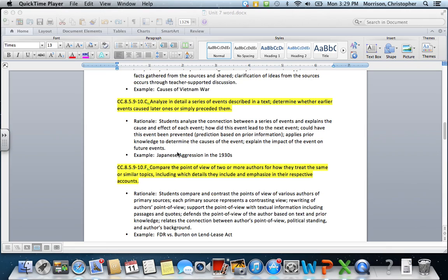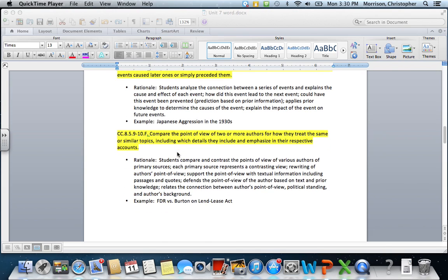So we definitely talk about, could one event lead to another event, and if one event would not have occurred, could that have changed the course of an event? So Common Core letter C is another one that I feel confident that I complete within the classroom.